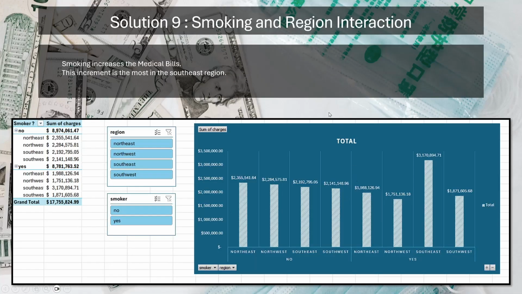Now the other question is on smoking and region interaction. As we have seen earlier, the southeast people have the highest medical costs, and this chart also says so. As you can see, southeast people who are smokers have the highest total amount of charges, and you can also see this in this data. Let's move on to the next question.